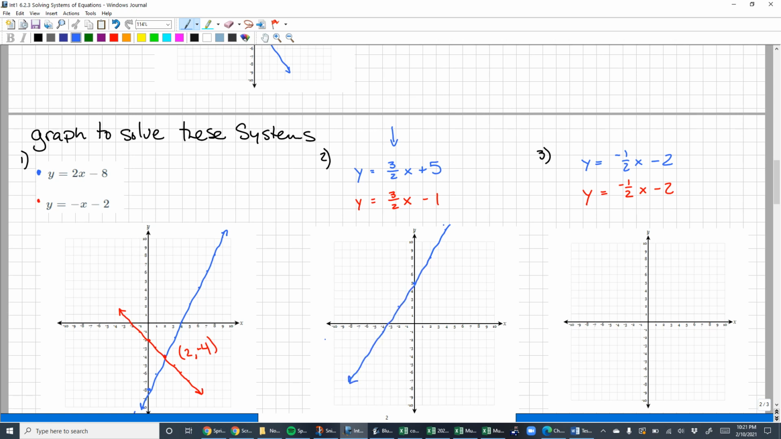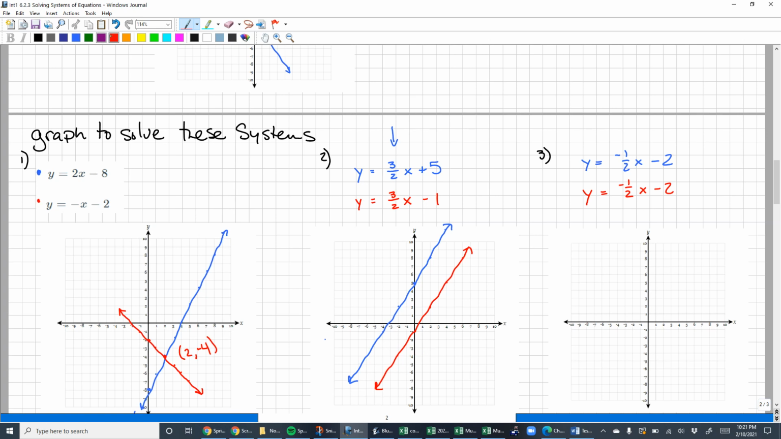This is one line, and the other line is going to have that exact same slope. It goes through -1, up 3/2, up 3/2. We realize pretty quickly that slope puts them in the same direction, and they are never going to meet. Never going to meet. We have a name for that. Those are parallel. So there is no solution to this.